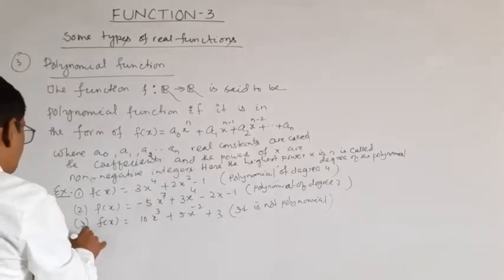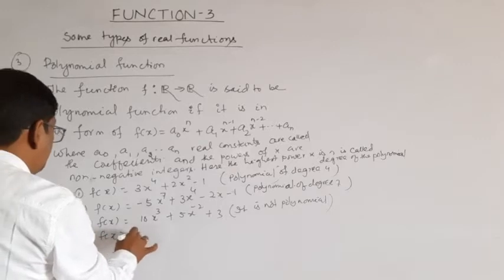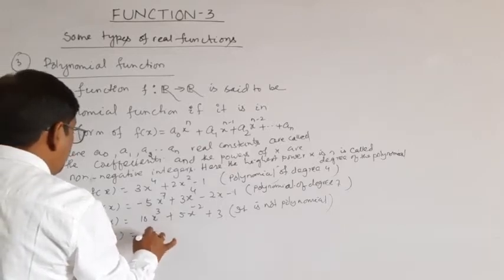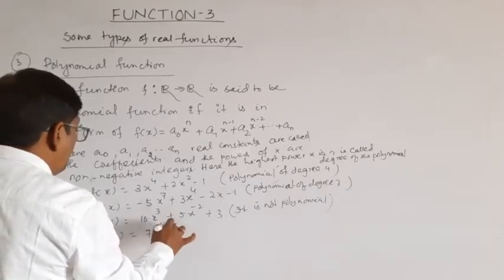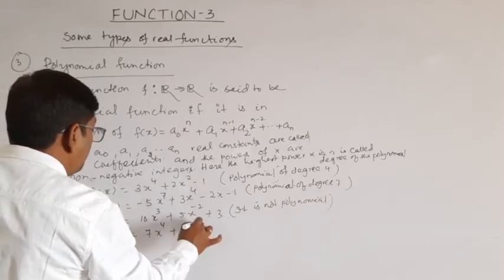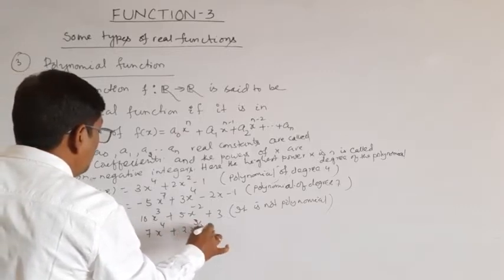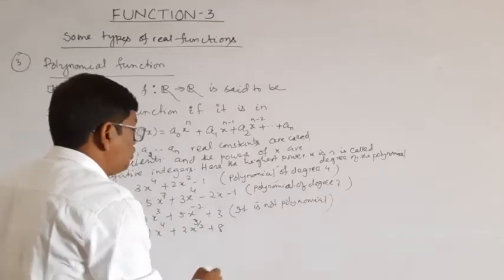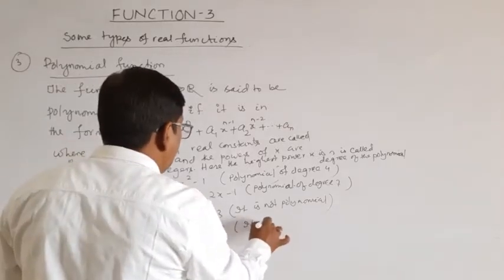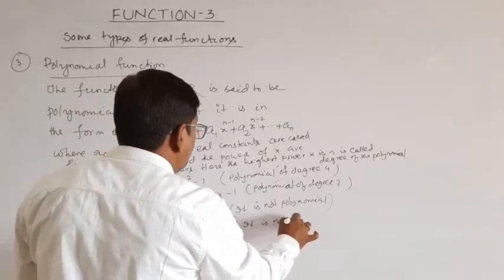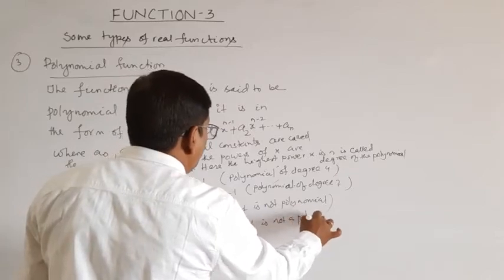And the fourth one is f of x is equal to 7x to the power 4 plus 2x to the power 3 by 2 plus 8. It is not a polynomial.